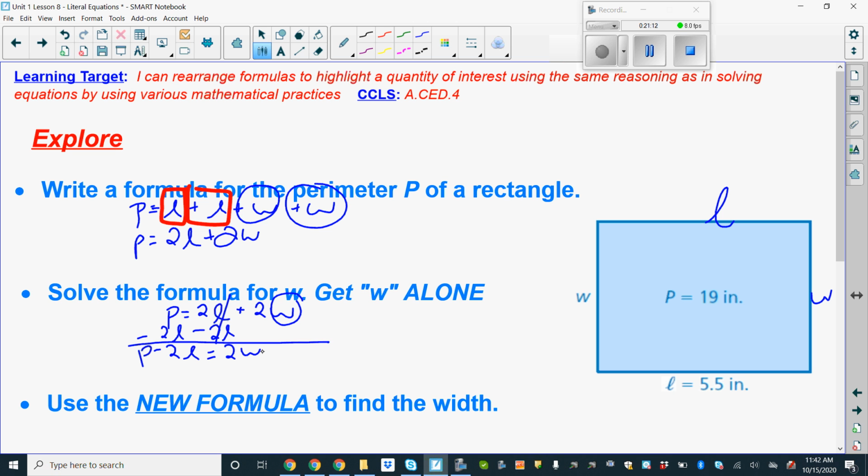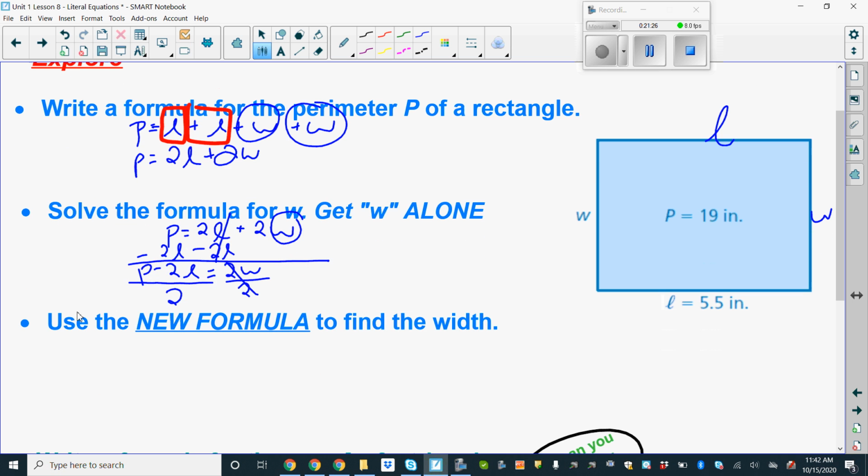Now, in order to get W alone, we need to divide by whatever is not W, because they're attached by multiplication. So we divide by 2 and divide by 2. So the new formula to solve for W will be W equals P minus 2L divided by 2. We just solved for W. We got W alone, and it's in terms of all the other variables that we have.